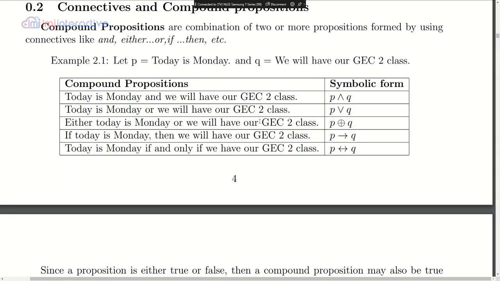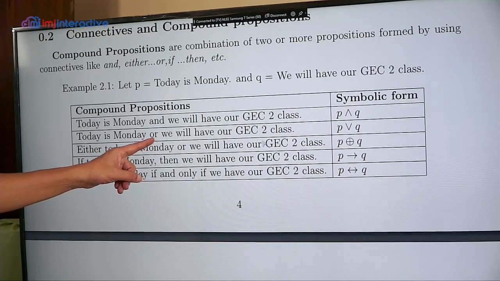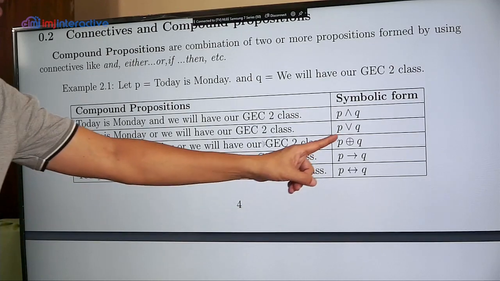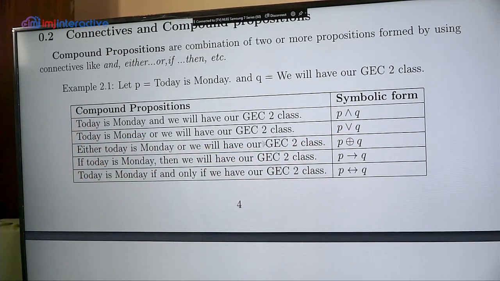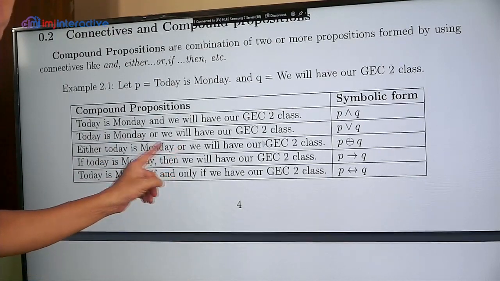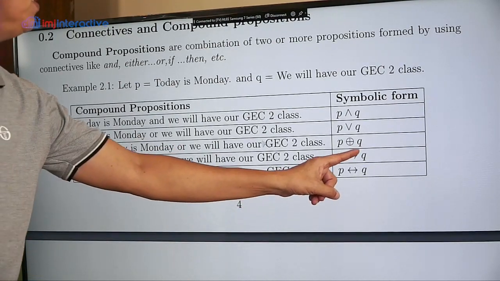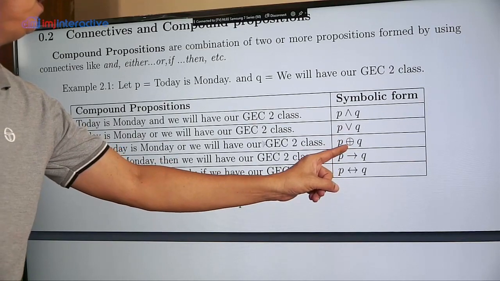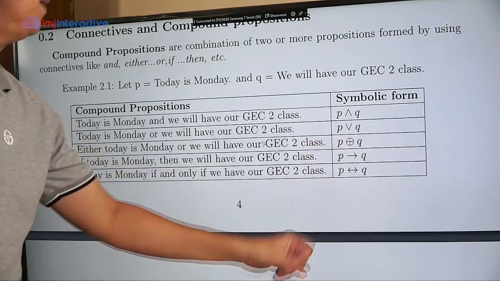Today is Monday, or we will have our GE2 class. Or, that is inclusive or. So, the symbol for that is V. Either today is Monday, or we will have our GE2 class. Either or. This is an exclusive or. The symbol for an exclusive or is a circle with a plus inside.